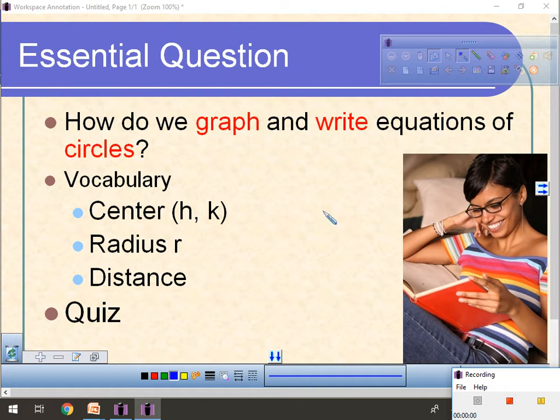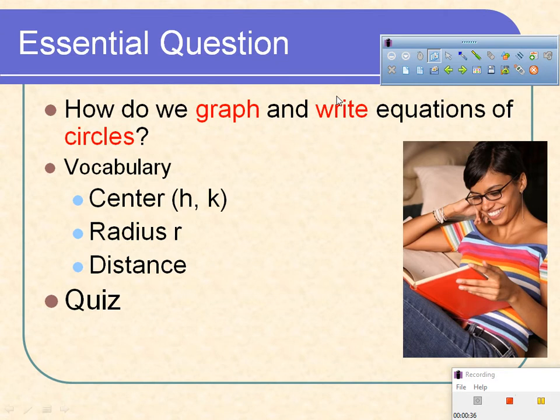So there's a couple of vocabulary words. In order to draw a circle, you have to know a couple of things. You have to know the center and the radius in order to graph and write the equation of circles. So those are the two things. We'll talk about a quiz later, but for right now, don't copy this slide down, but I just want to read through a couple of things with you just to refresh your memory over circles.